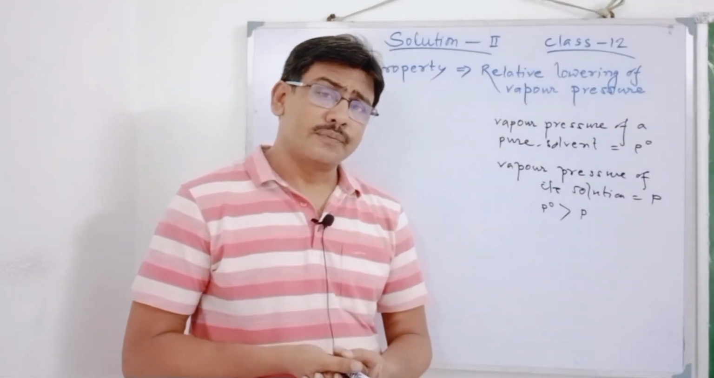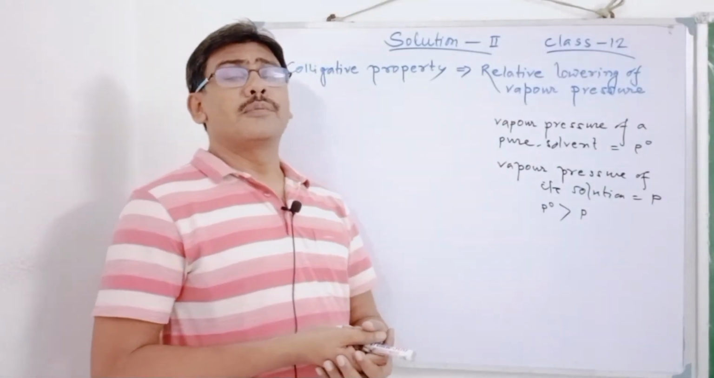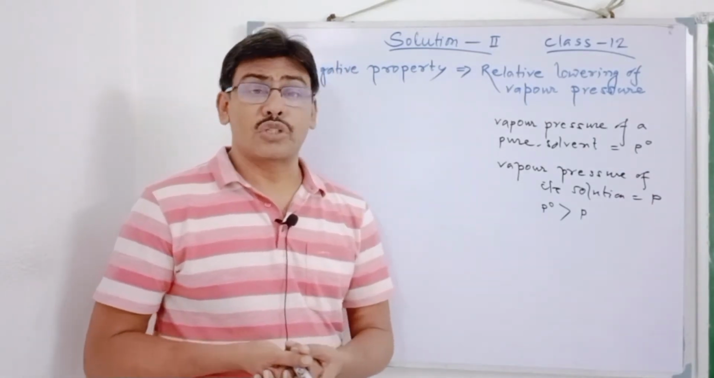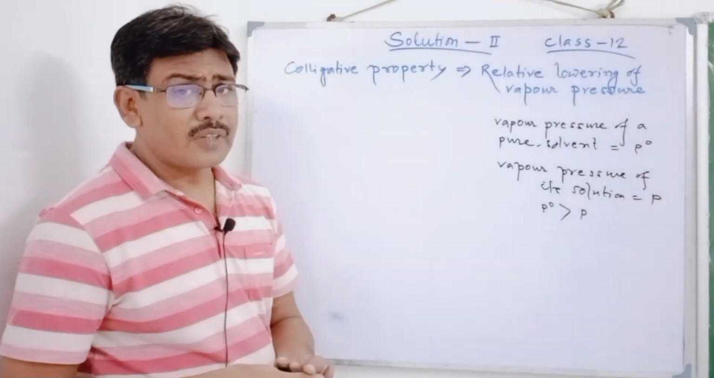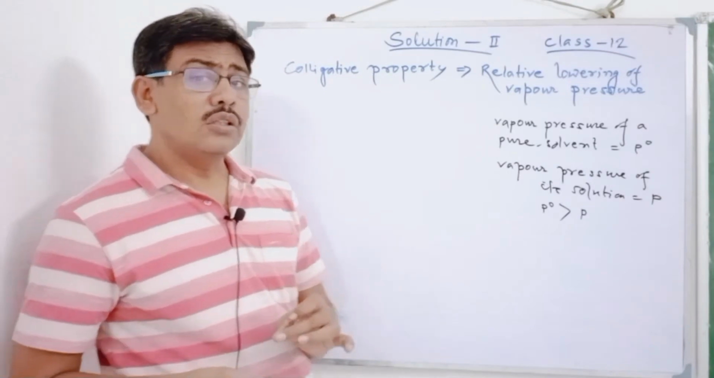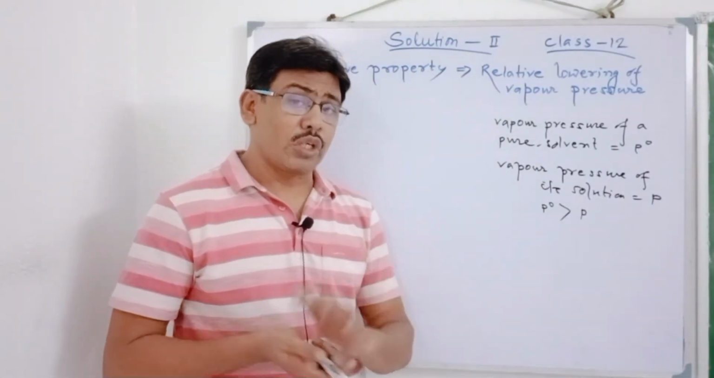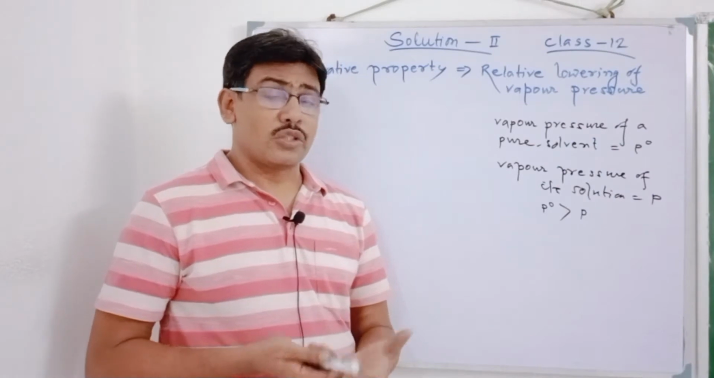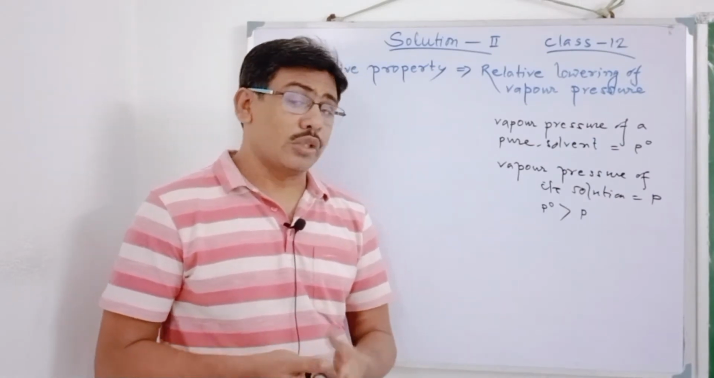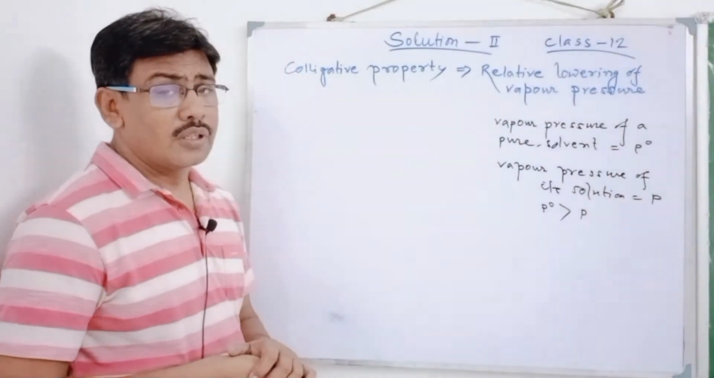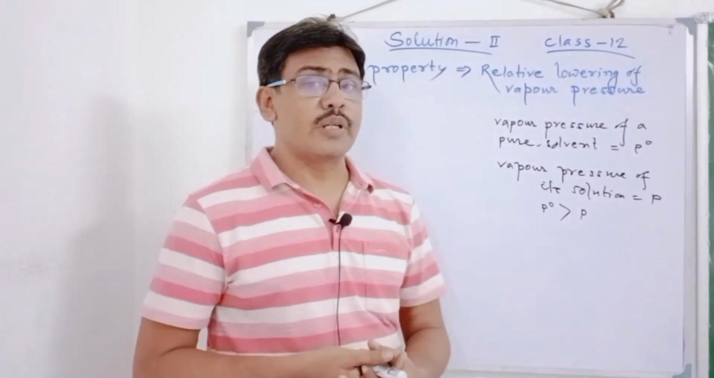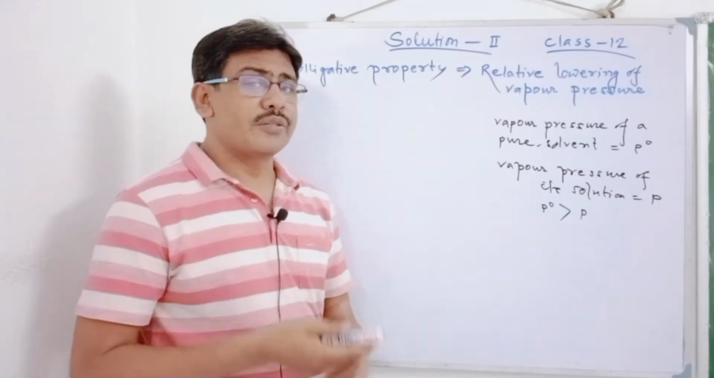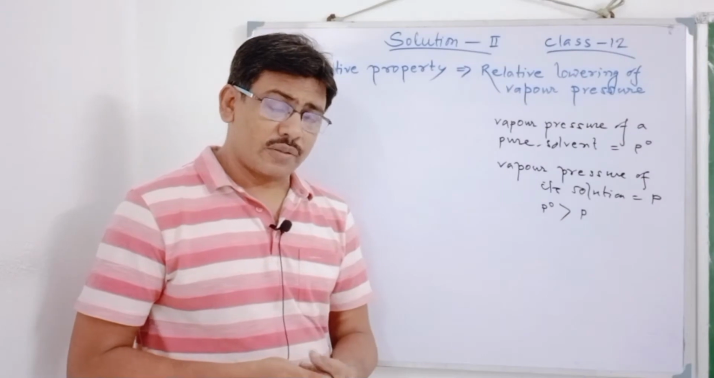What is the colligative property? The colligative property is the property which depends only on the number of moles, or the number of particles, of the solute dissolved in a solvent. It does not depend on the nature of the solvent, only on the number of particles of the solute. There are 4 colligative properties: the first is the relative lowering of vapor pressure, second is the elevation of boiling point, third is the depression of freezing point, and fourth is the osmotic pressure.